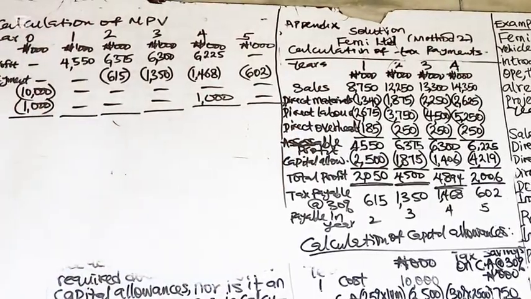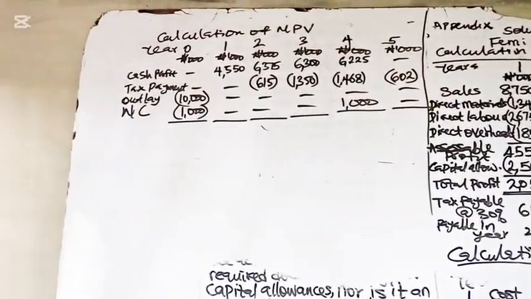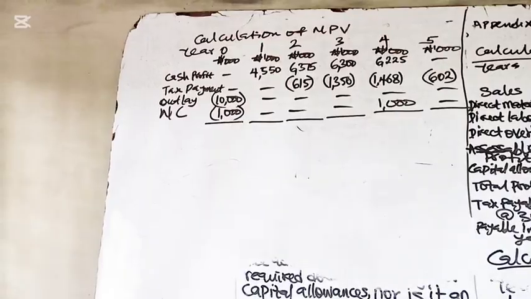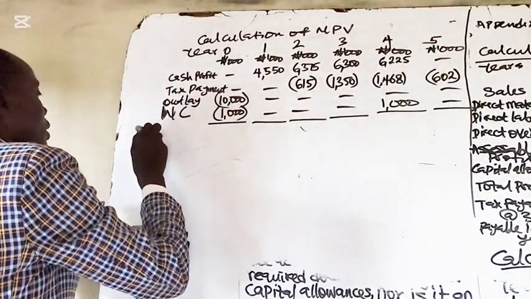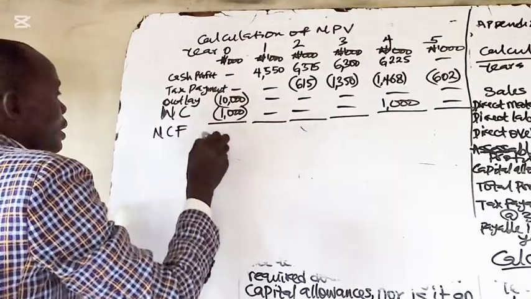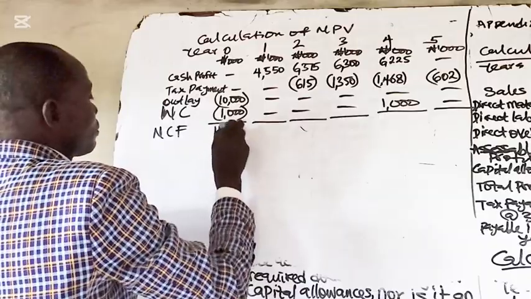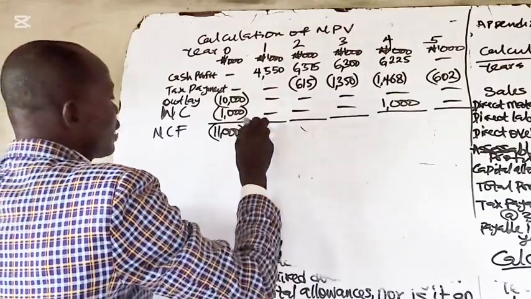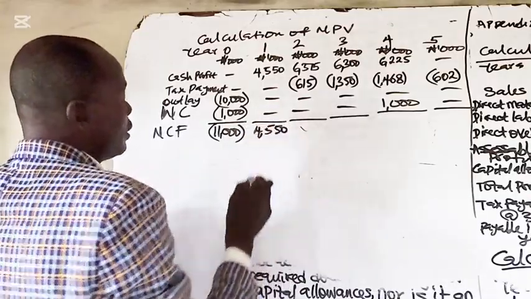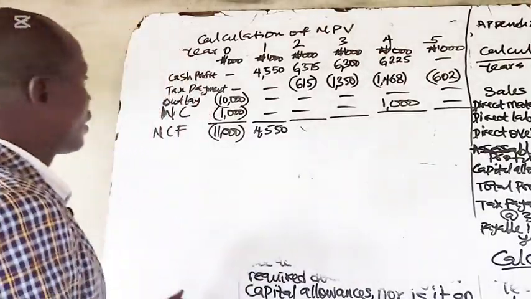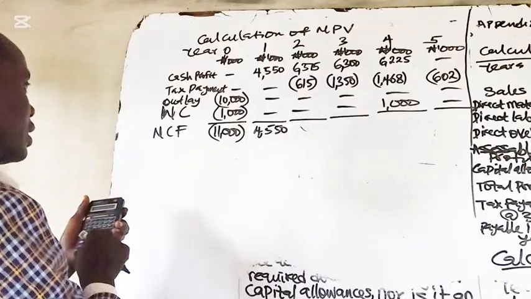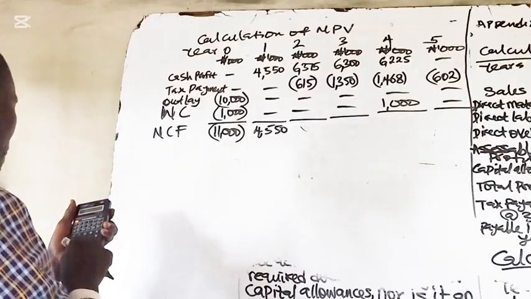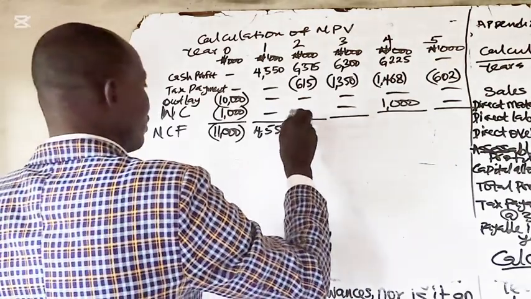What are the net cash flows of these projects? Net cash flows, this is working capital. This is minus 11,000. Year 1 is 4,550. Year 2, 6,375 minus 615. We have 5,760.